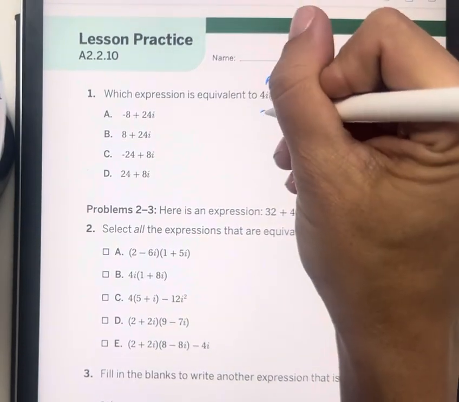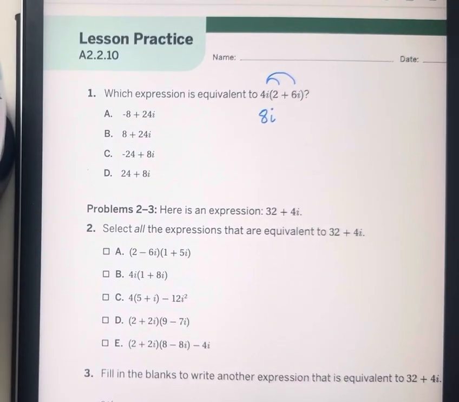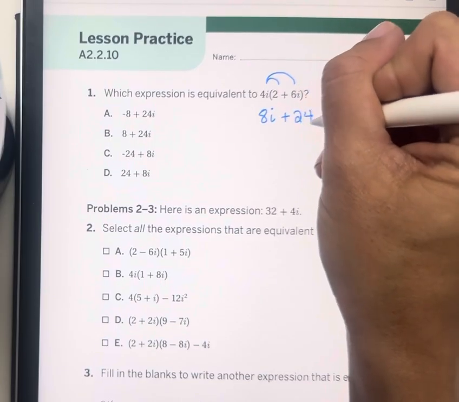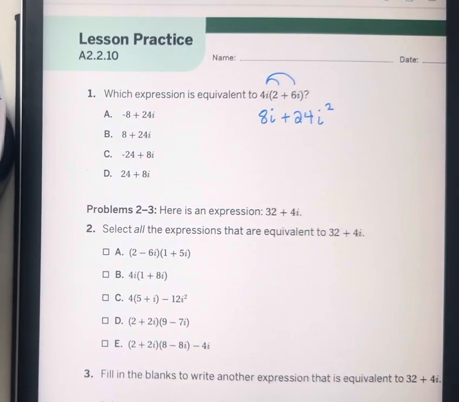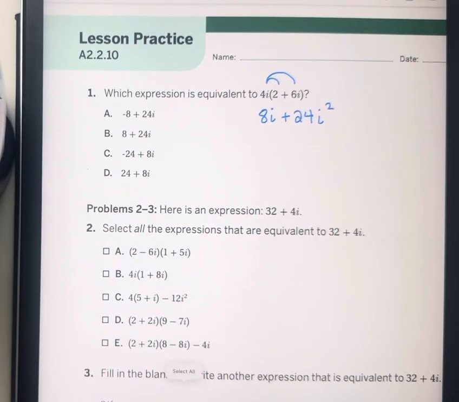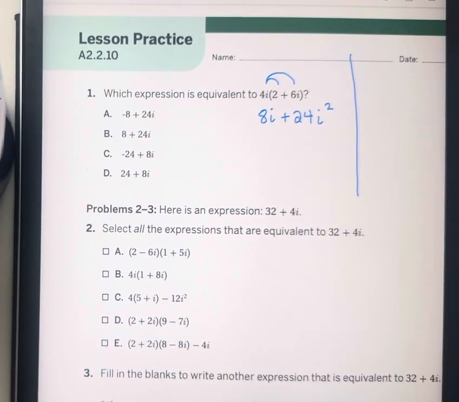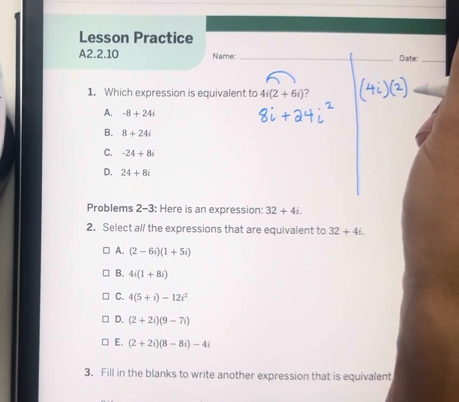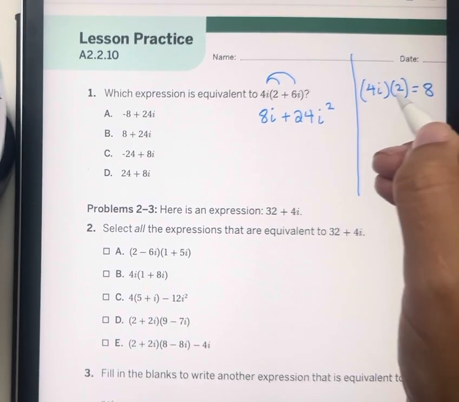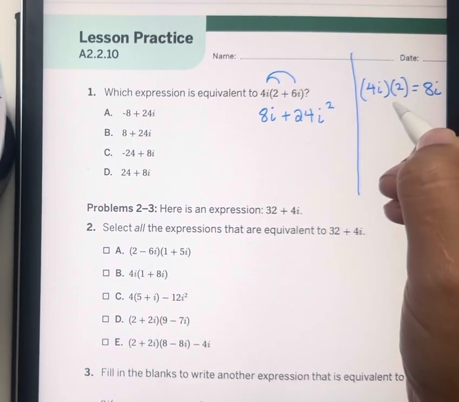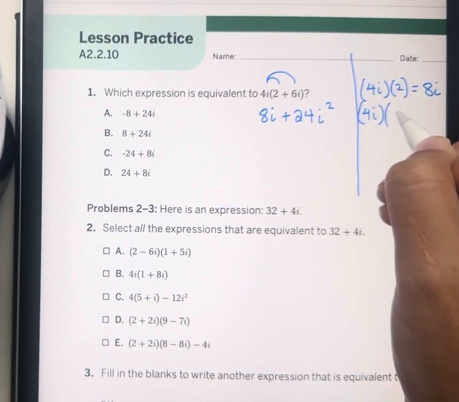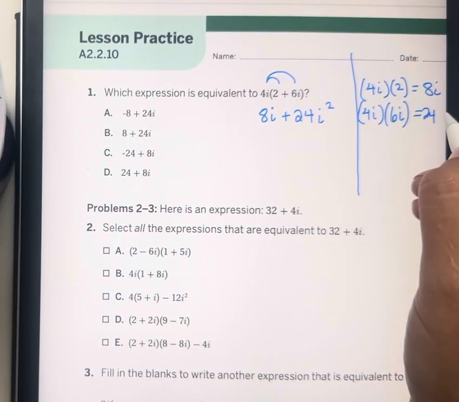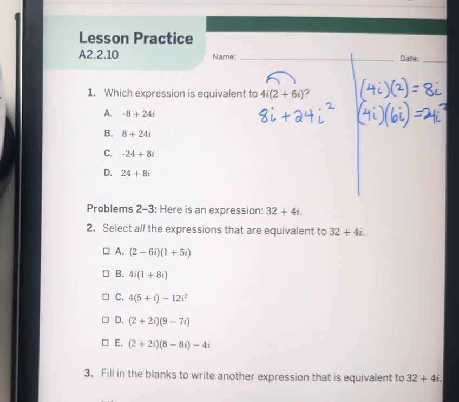4i times 2, that's 8i. And 4i times 6i, that's 24i squared. I know that's already going to throw some of you. I'm going to break it down on this one, all right? 4i times 2, 4 times 2 is 8, and then there's just one i, so it's just i. 4i times 6i, 4 times 6 is the 24, and i times i is i squared. So that's how that happens.